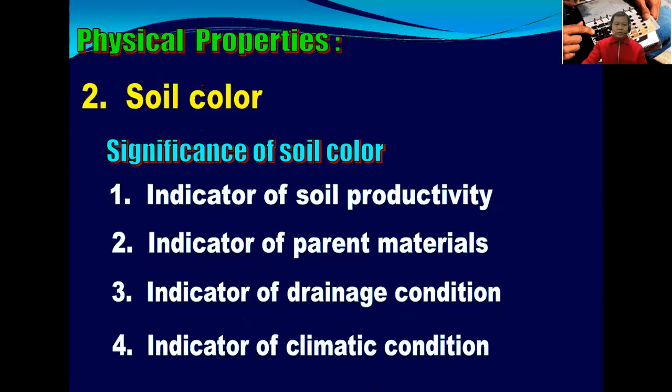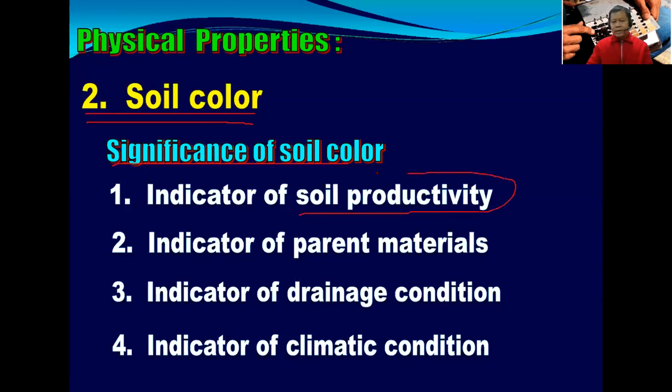Other physical properties the soil has include soil color. Of course, there are different colors of soils. Some soils are red, darker, lighter, depending on the particular factors that affect the color of the soil. What is the importance or significance of soil color? Soil color indicates soil productivity.